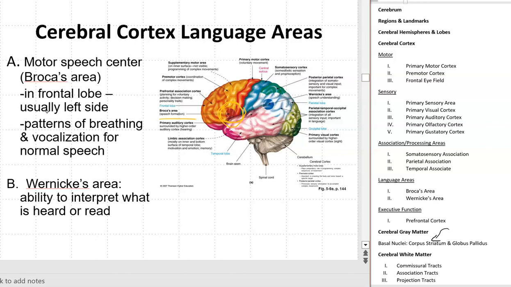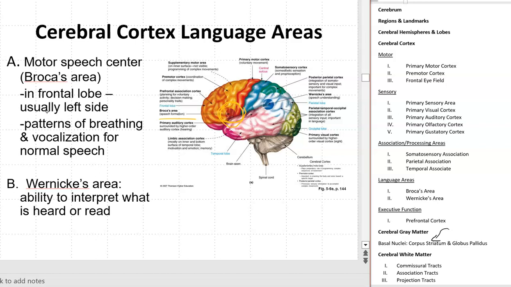And what Broca's area does is it helps us speak. It helps us form words and speak with a normal cadence, normal words. People who stutter might have trouble with Broca's area because they can't physically form the words as well.